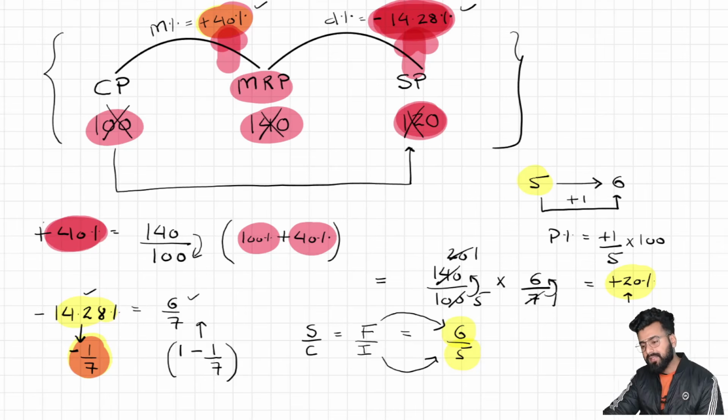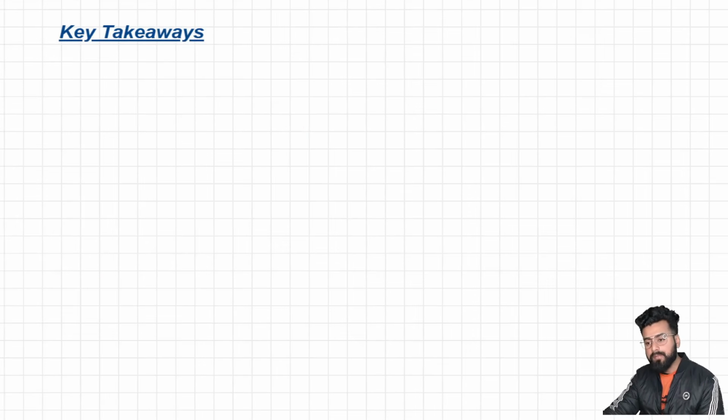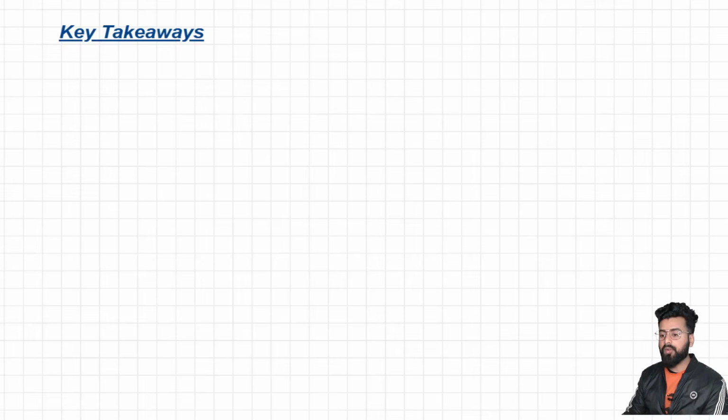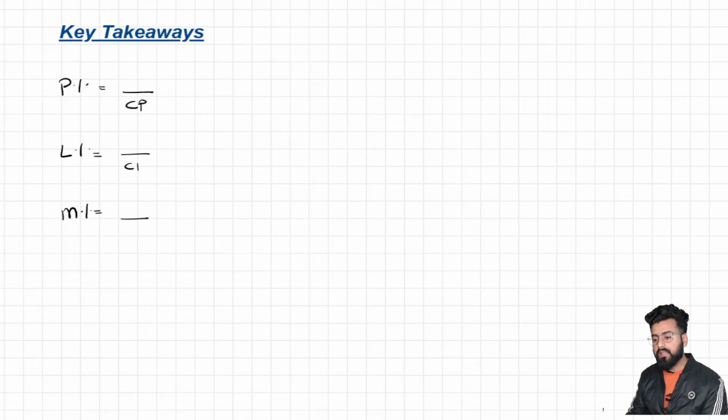So before I end today's session, I want to give you some important points which you have to keep in your mind. Therefore, let's discuss some key takeaways of this session. First, in order to calculate profit percent, loss percent, or markup percent, you need to remember that in the calculation of these three percentages, the value which we write down in the denominator will always be cost price.